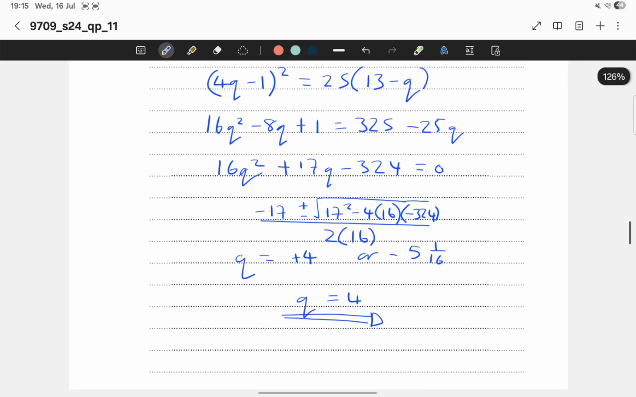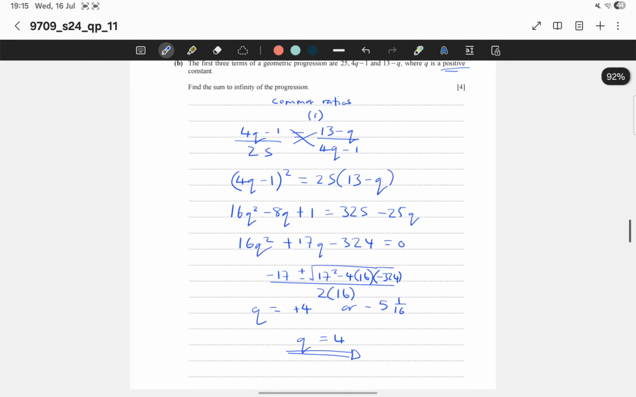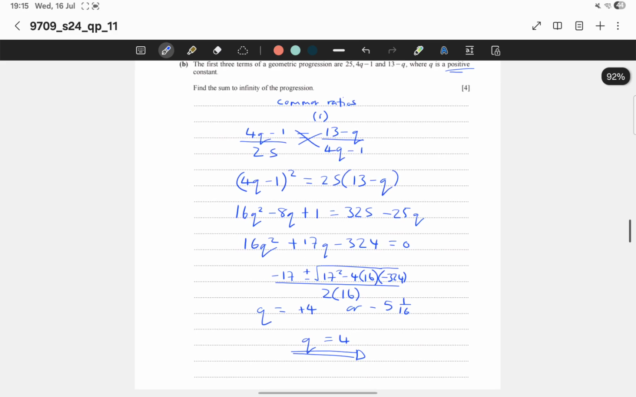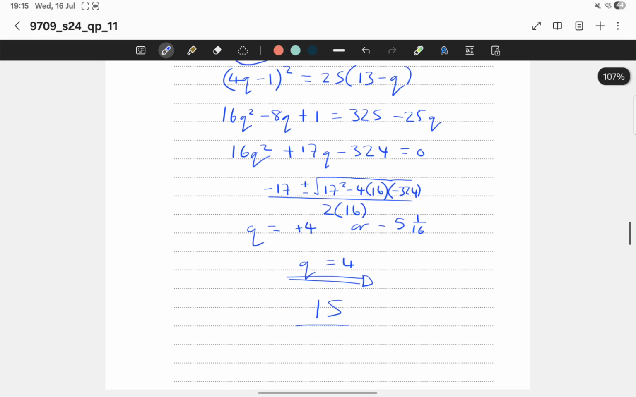And that's our answer for 8 part B. Oops, no, the question says find the sum to infinity. So now that we have our q, we still need to find our r for us to be able to find the sum to infinity. So we are taking one of these, so we can take 4q minus 1, that's 4 times 4, 16, minus 1, which is 15 over 25. So r is 15 over 25, that's 3 over 5, right?